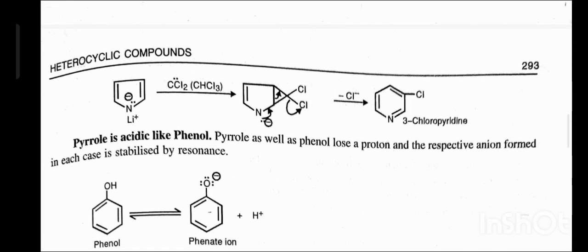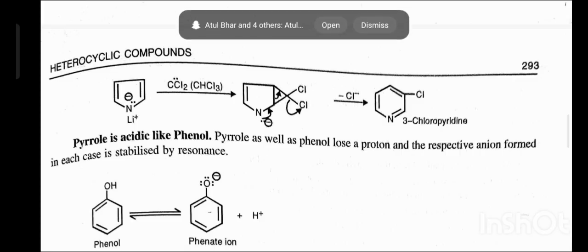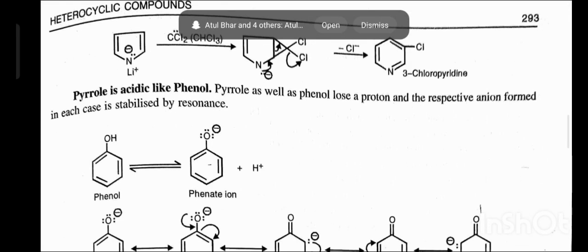Pyrrole is acidic like phenol. Pyrrole as well as phenol lose a proton, and the respective anion formed in each case is stabilized by resonance.